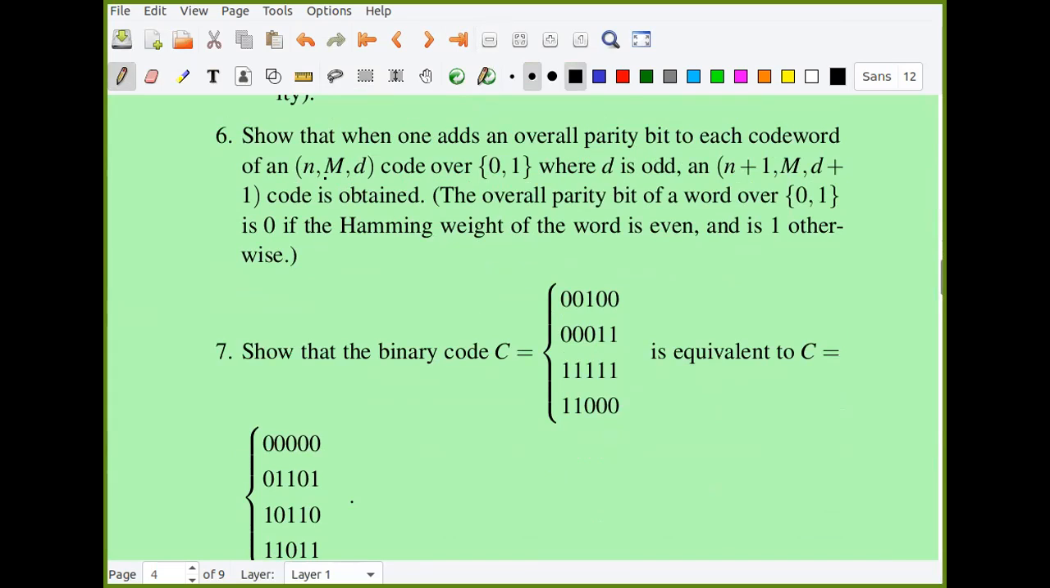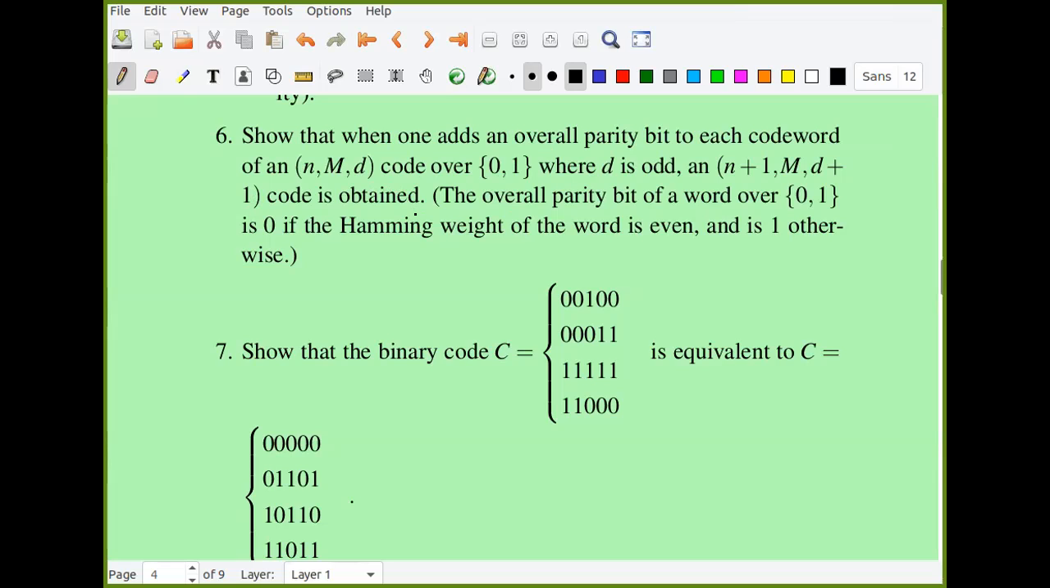You know that from an (n, M, d) code we can get an (n+1, M, d+1) code, right? You know how to get it? Parity check matrix, right? We add an overall parity. You remember that? Yes, sir. That way we always get it, and the distance also increases by 1. This question is about that.